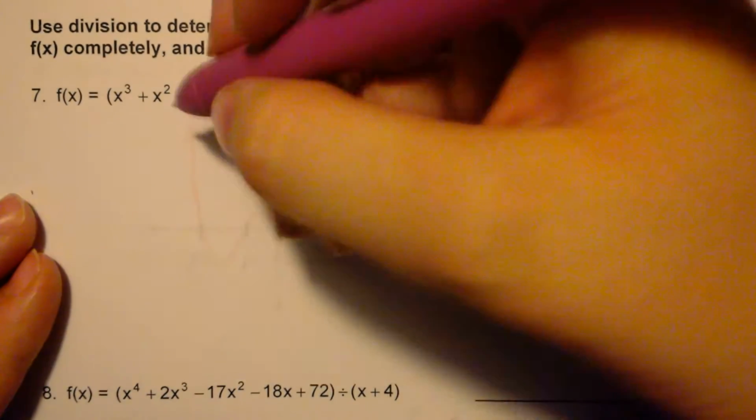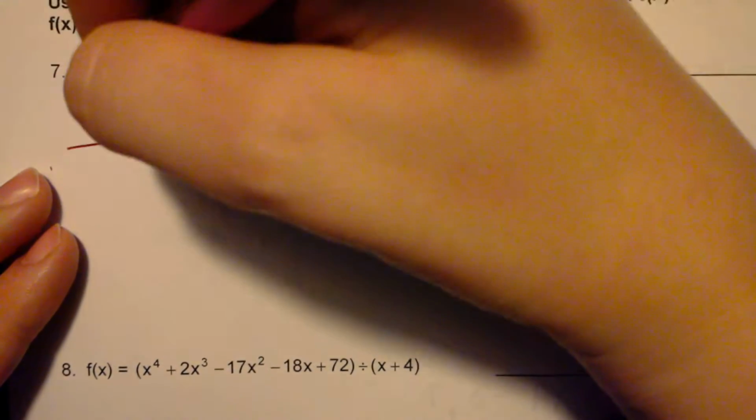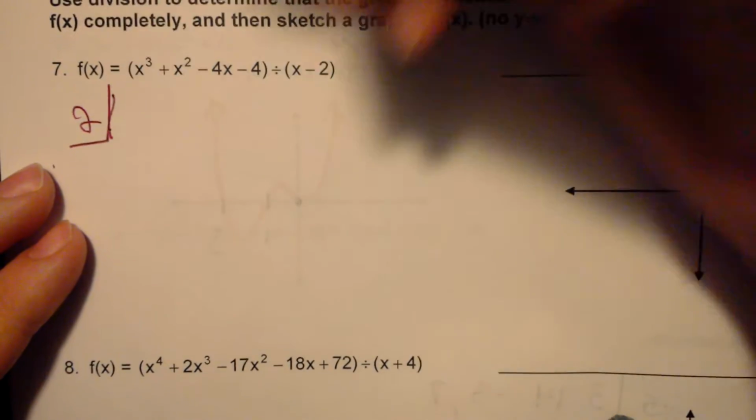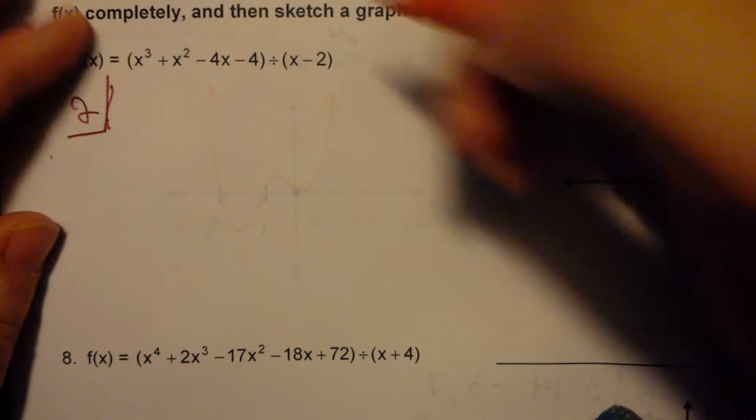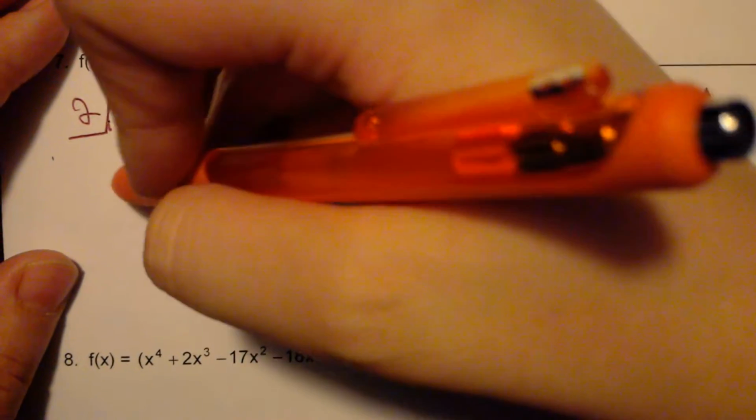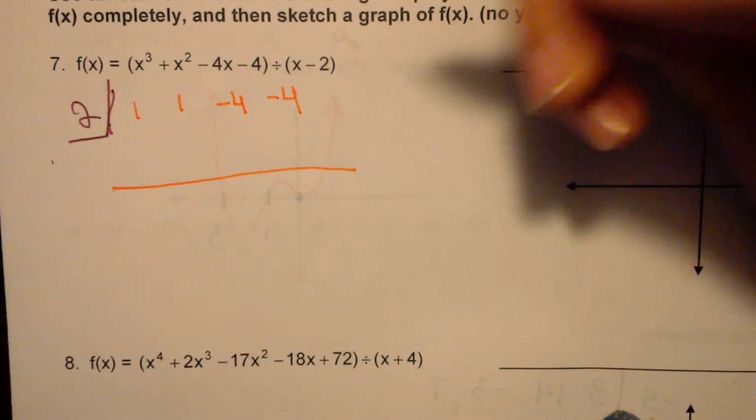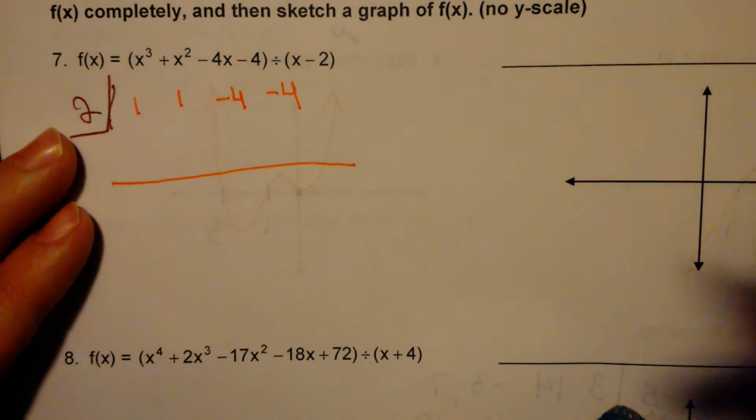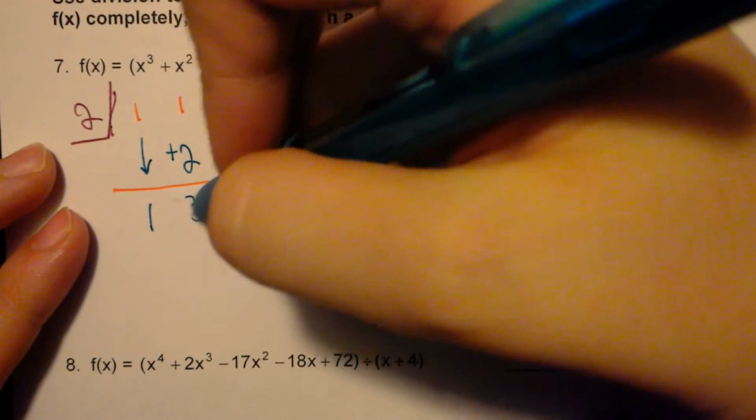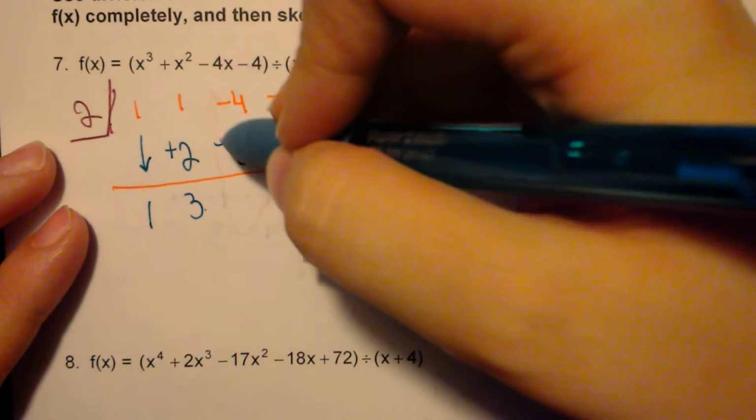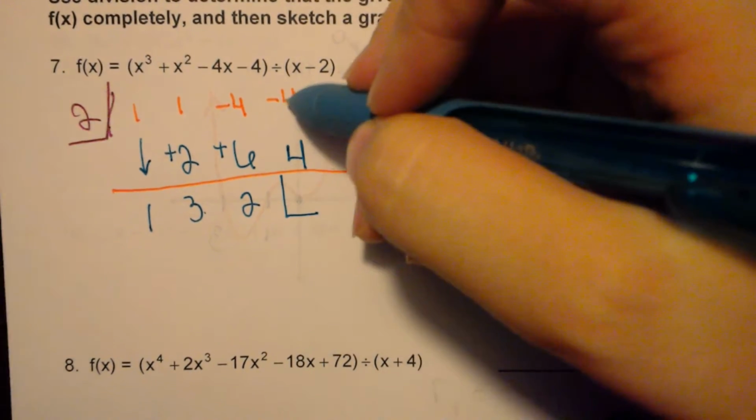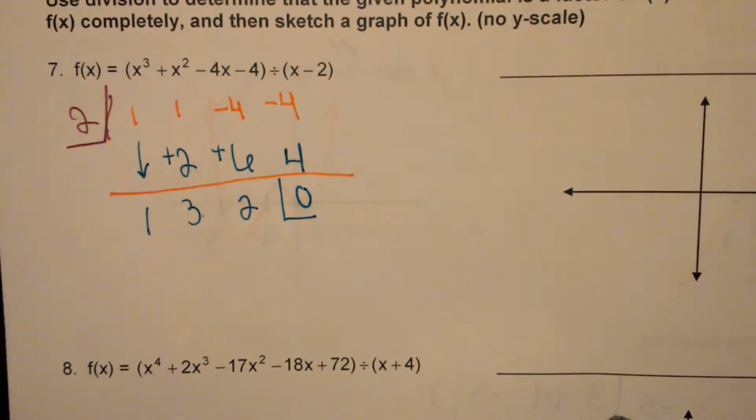So on these, I'm going to divide. If I set x minus 2 equal to 0, I get 2. Then I copy my coefficients, 1, 1, negative 4, negative 4. So my first number drops down, 1, so 2, 3, 6, 2, positive 4. So negative 4 plus 4 is 0.